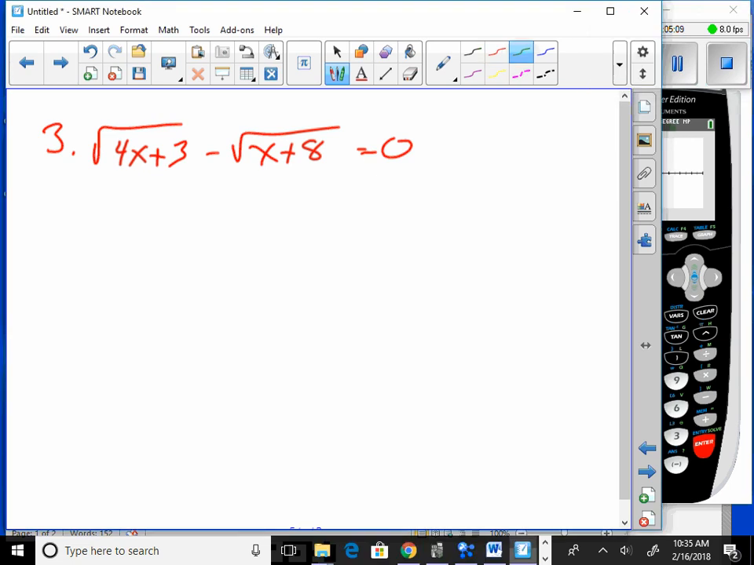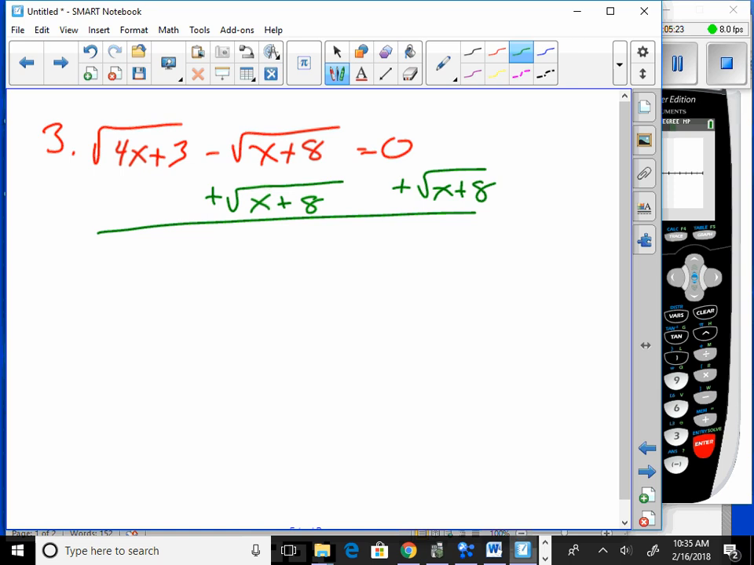So when I add it over, the only thing I'm going to change on that root is the sign in front of it. I'm not going to change the sign of anything that's underneath the root. So you leave it as a positive x and a positive 8. You can't touch anything under it because it's like being protected by the root. So then I get root 4x plus 3 equals root x plus 8.